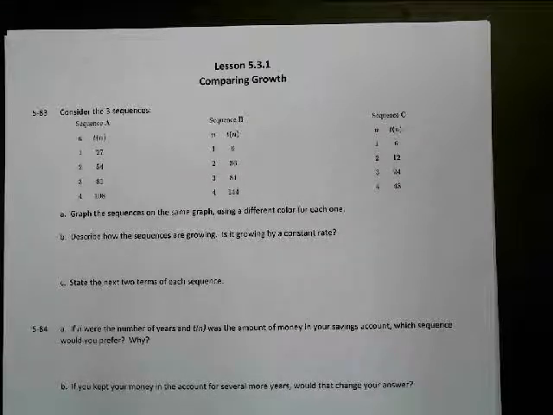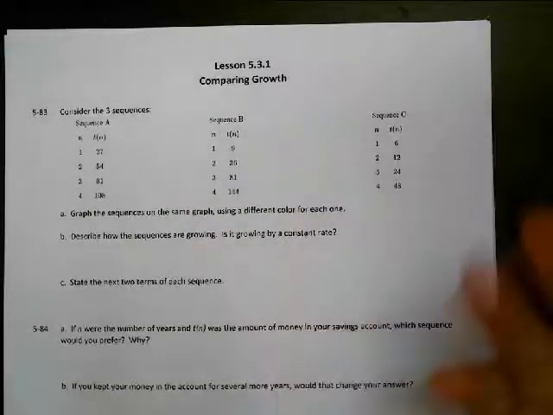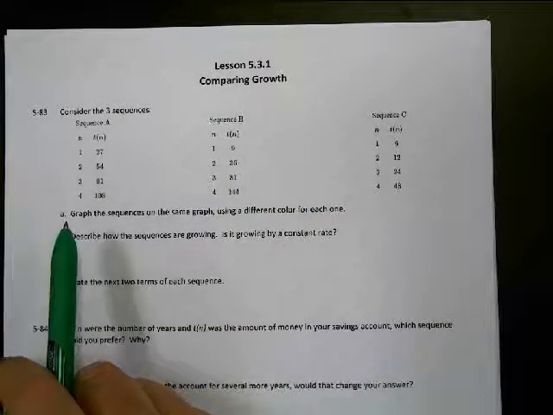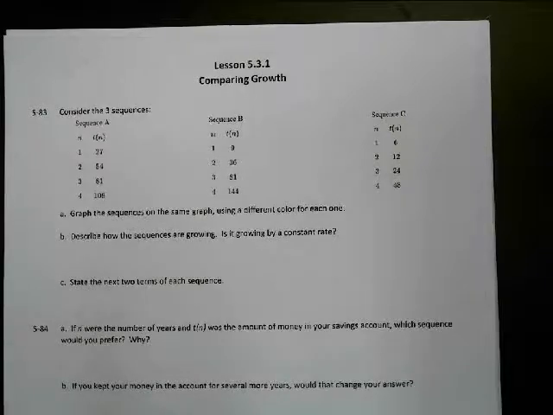All right, so we are going to look at just the different growth rates as we go through here. So we've got three sequences, A, B, and C, and they all have a different growth rate to them. So let's see if we can try to find what their growth rates are.